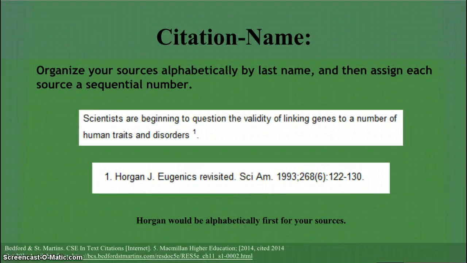Next we move on to citation name. In this variation, you organize your end references alphabetically by last name and then assign them sequential numbers. In our example, Horgan is the first last name alphabetically, so it has been assigned a 1. Your in-text citation from the Horgan resource would also have a 1 at the end of it.